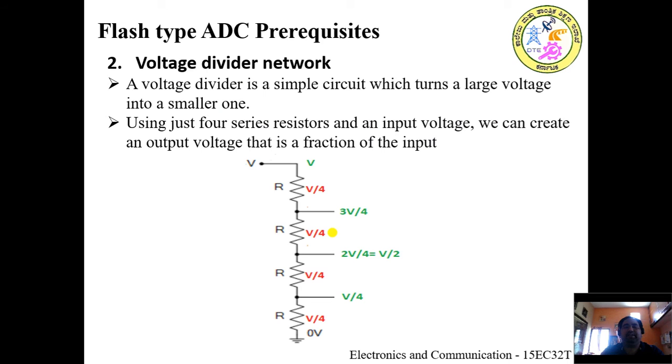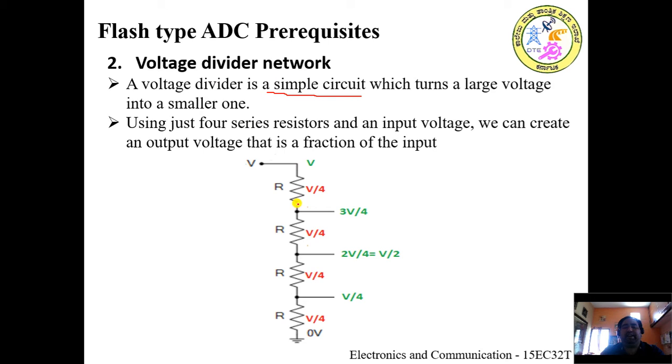Next type of component that is required here is the voltage divider network. The voltage divider network is a simple circuit which turns a large voltage into a smaller one. Since, while discussing the definition of flash type of ADC, we said that it does the comparison with some set of reference voltages, we need different reference voltages, so we would be using the voltage divider network.